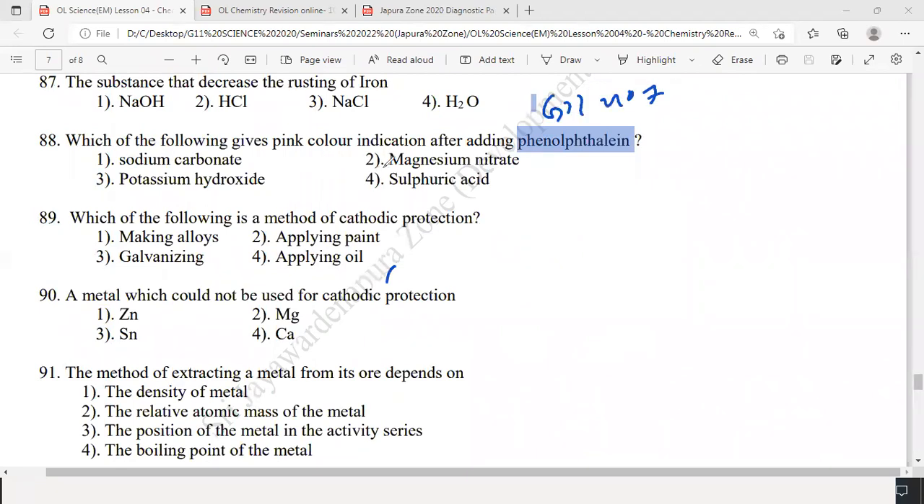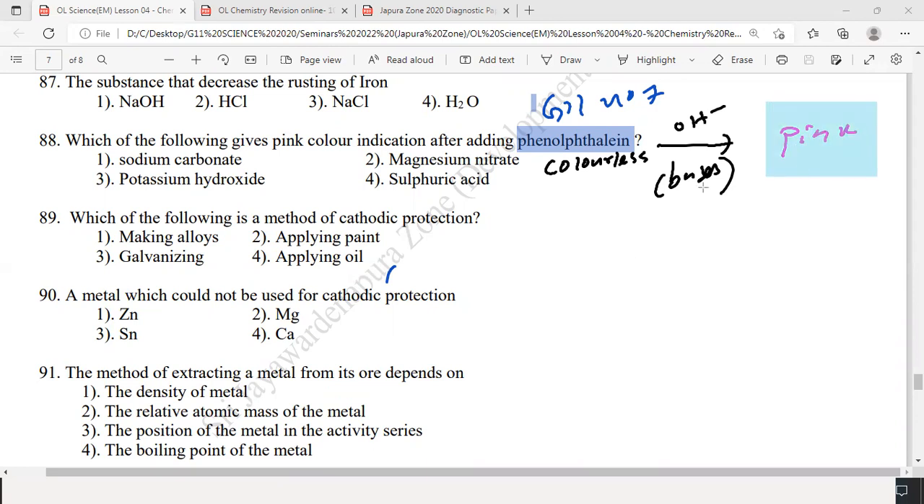Phenolphthalein, I don't know if you have done it in grade. So what is the original color of phenolphthalein? Colorless. So what happens in the presence of OH minus, or bases, or hydroxide ion? Colorless is a clear solution, the phenolphthalein indicator. In the presence of OH minus, it turns pink. Is that clear? Phenolphthalein turns pink in the presence of OH minus.